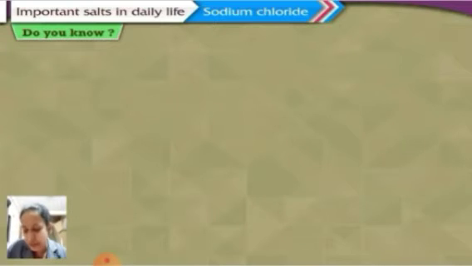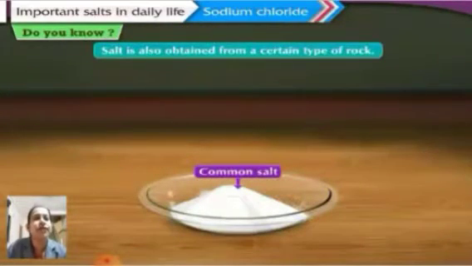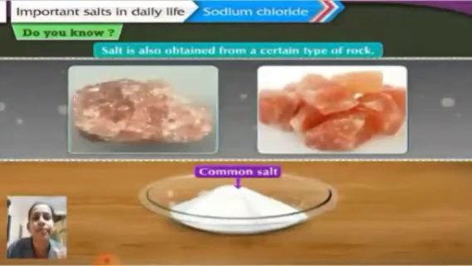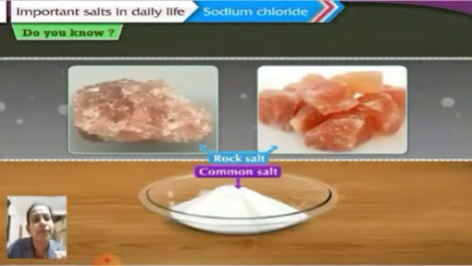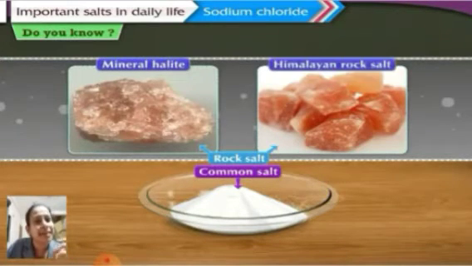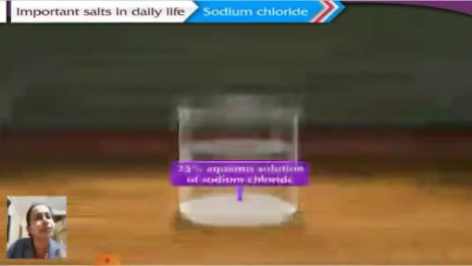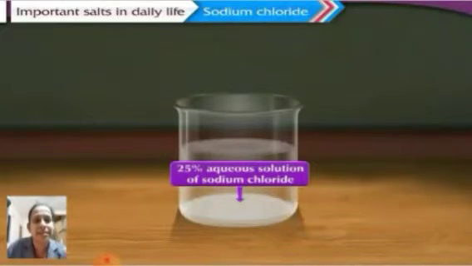Now let us go a little further. Do you know that salt can also be obtained from a type of rock, and this type of rock from which the salt is obtained is called rock salt. Examples of these rock salts are the mineral halite and Himalayan rock salt. These are used for the treatment of many diseases.